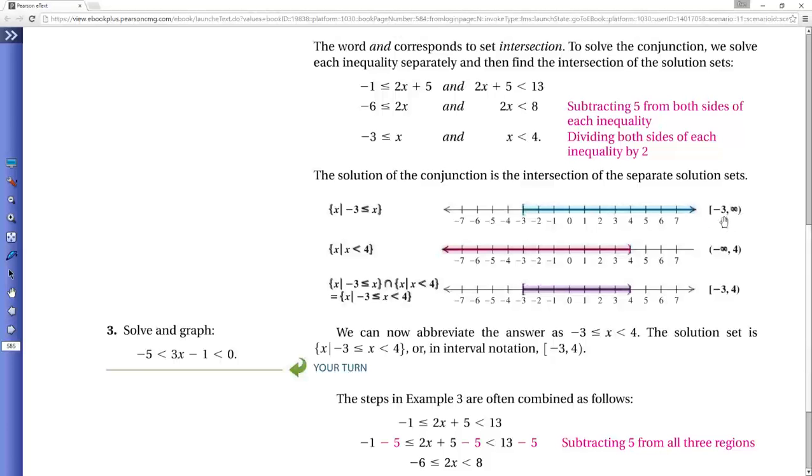And then in the interval notation, here it is. The square bracket means it includes the -3 to infinity. The other part of my AND statement is the set of x such that x is less than 4. Well, it means x is left of 4 on a number line. Here I use the curved line because it does not include 4, and it's everything to the left.